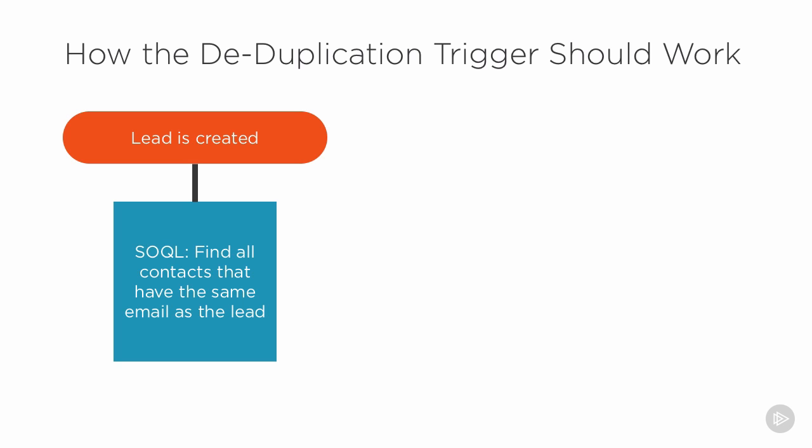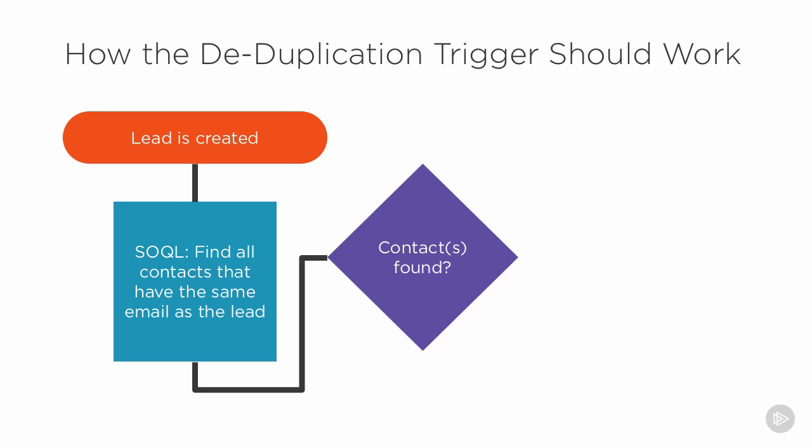You might be able to tell that a bind variable for our lead email address would be useful here. Then we need to see if we found any contacts. There could be no matches, there could be one match, or there could be multiple matches. This is where our trigger needs to split paths. If at least one contact is found, do this. If not, do that. I can tell we'll definitely need an if statement in our trigger at this point.